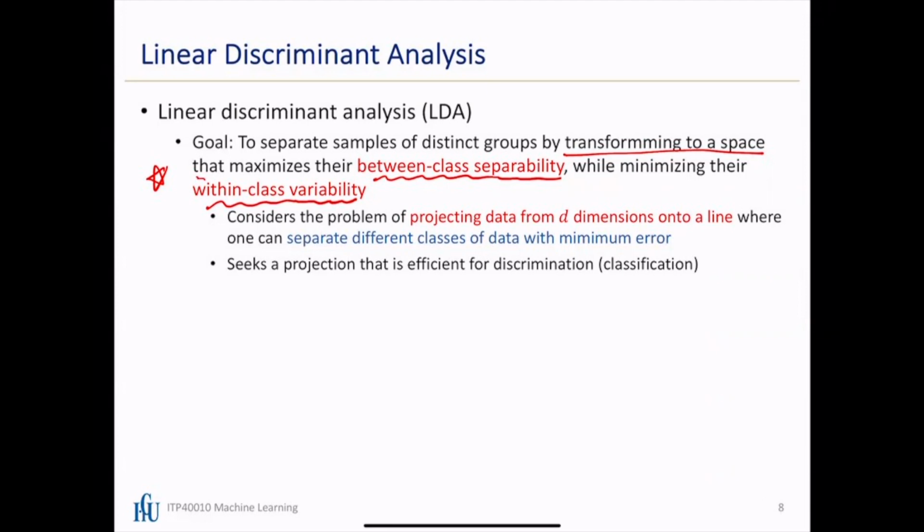And in essence, we are going to do this. We are going to project the input data to a smaller dimension space. And on this space, things are easier to separate. So we separate different classes with minimum error.